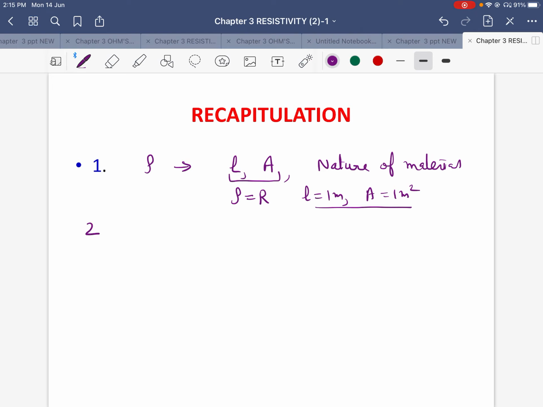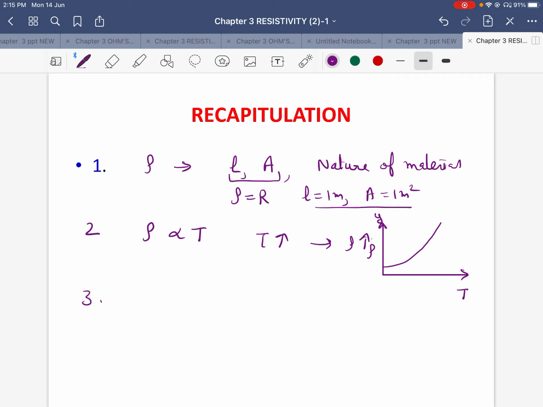Second point, resistivity of a conductor is directly proportional to temperature. If we increase the temperature, resistivity of the conductor will also increase, and graphically it is represented as, if we take resistivity along the y-axis and temperature along the x-axis, then the graph for a conductor will be like this.